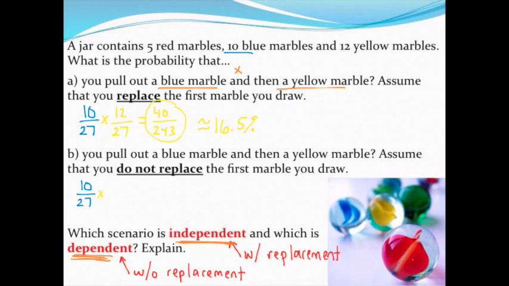That means there's still 12 yellow marbles. However, I'm only pulling those 12 yellow marbles out of a total of 26 because I've thrown that blue marble away. So my probability is going to be a little bit different. Using a calculator gets me a probability of 20 out of 117, or this time a slightly higher probability of about 17.1%. Since I've gotten rid of one of the marbles, the chances of getting the one I want are slightly higher.